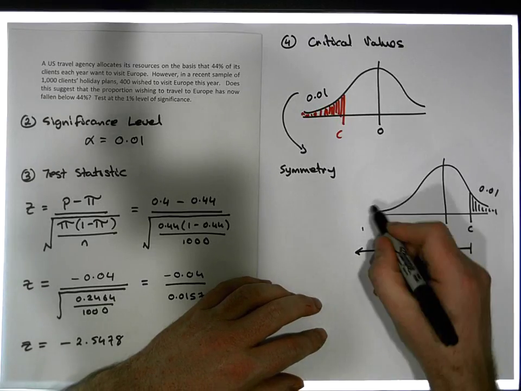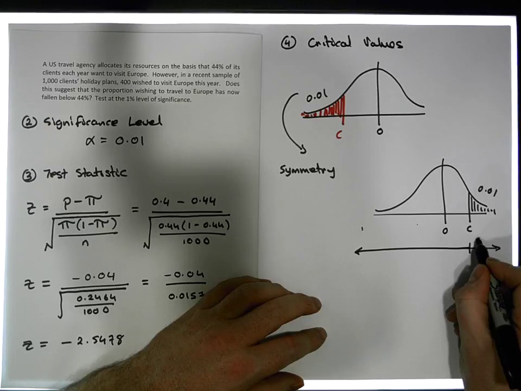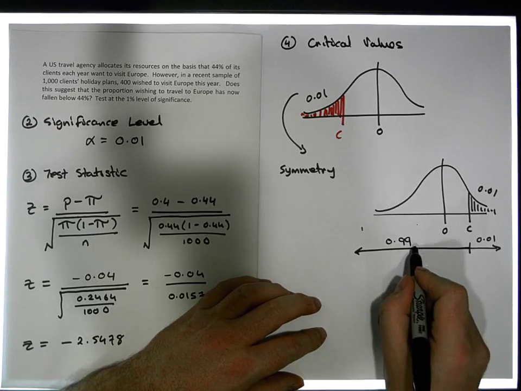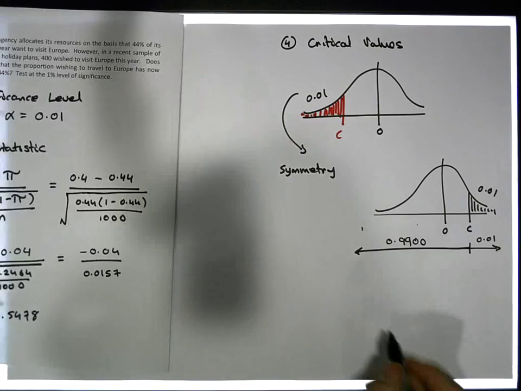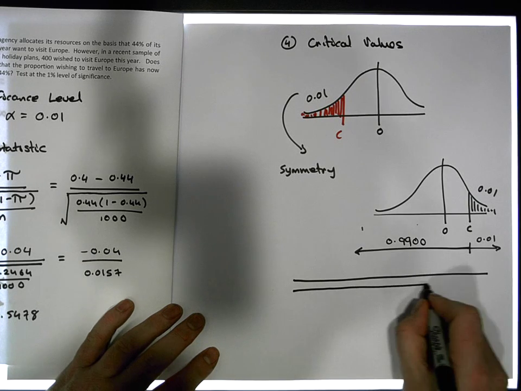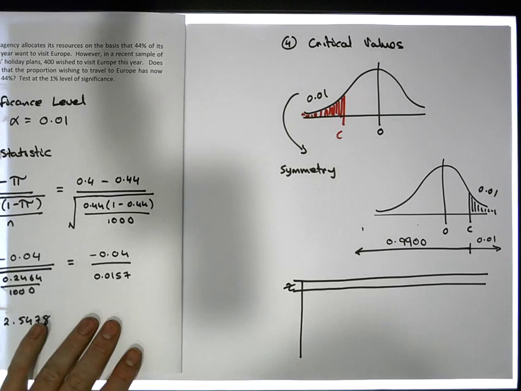Well, the total area under the curve is 1. The area to this side of the line is 0.01, so the area over here must be 0.9900. Okay, so I need to find that area on my tables. So I'm just going to go to my Z tables, and I'm just going to do this out a little bit larger, because I know from working this example in class what's actually going to happen here.